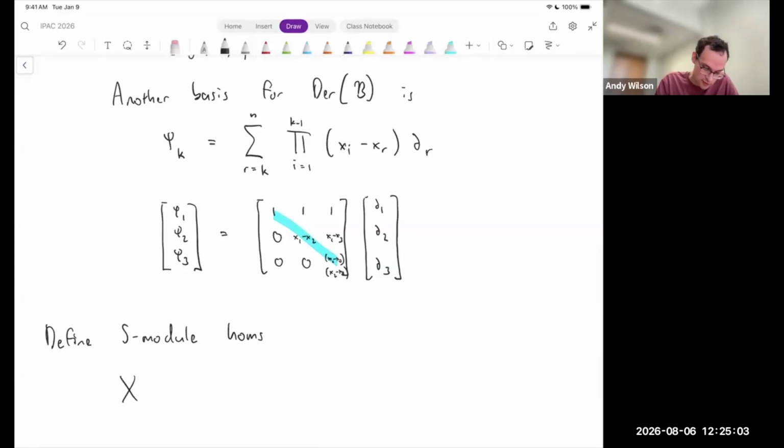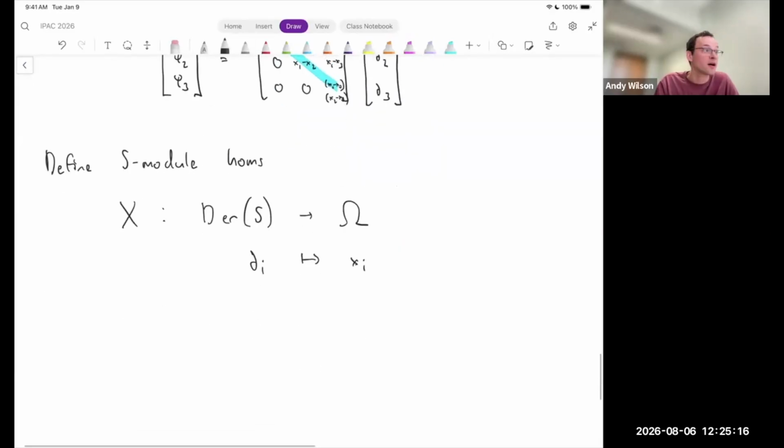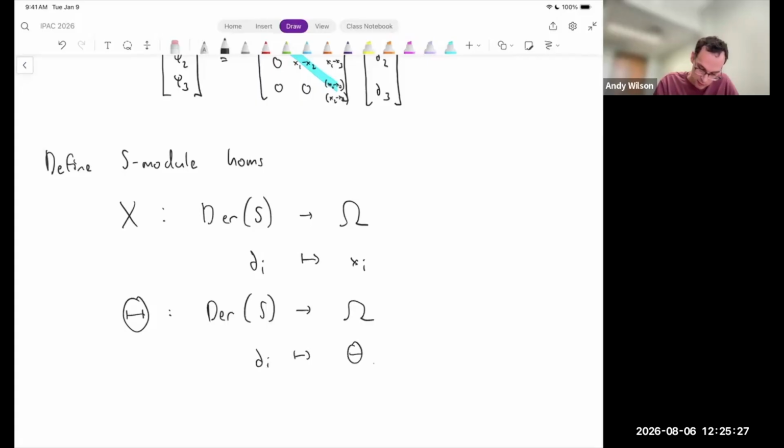I'll use this notation of just writing it as capital X. This goes from S derivations to superspace, where the partial i gets sent to X sub i. And I'll call this, I don't know, capital theta. What does that look like? Maybe like that. Where the partial i becomes a theta i.